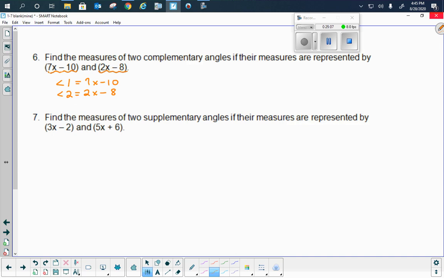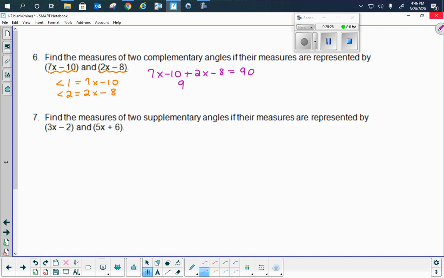So my equation is going to be 7x minus 10 plus 2x minus 8 equals 90. That's what it means. Those two angles add up to 90. We're ready to combine like terms.